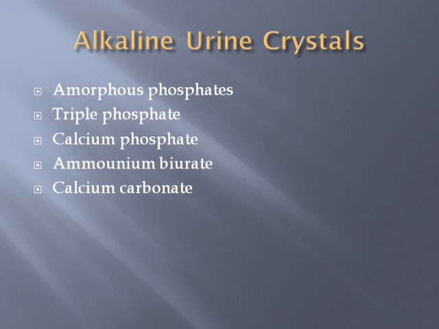On to alkaline urine crystals. Now remember, these are not clinically significant. However, we do report those. So the clinically significant crystals are found in acidic and neutral urine. I have the alkaline urine crystals listed here, and we'll go through them as well.